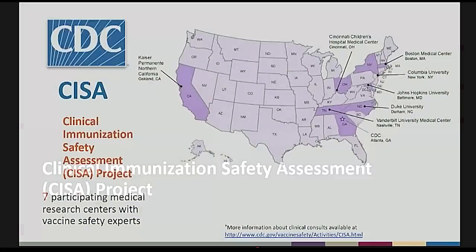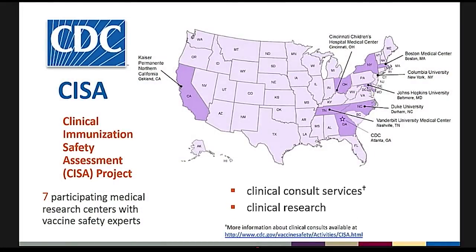Moving on to CISA. The Clinical Immunization Safety Assessment Project is a collaboration between 7 participating medical research centers and CDC. They do clinical consult services and clinical research.